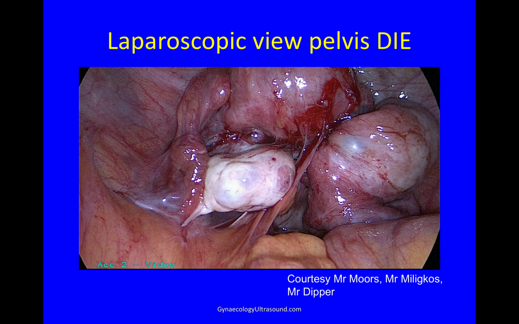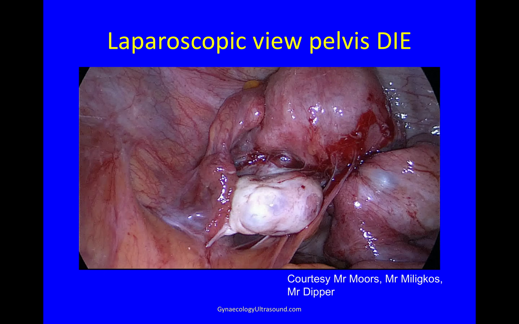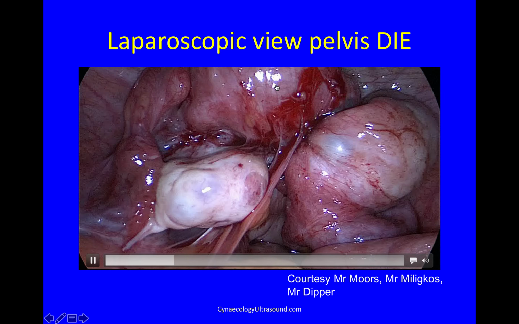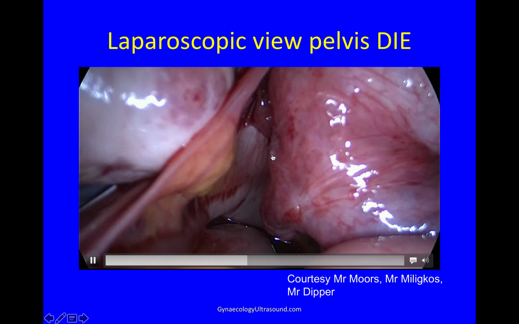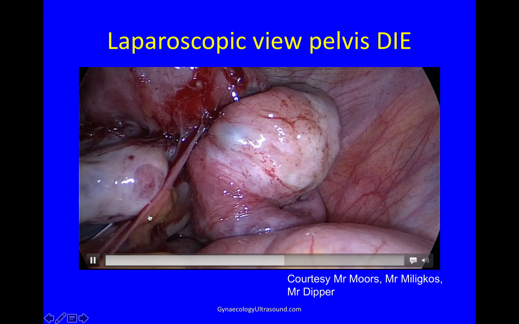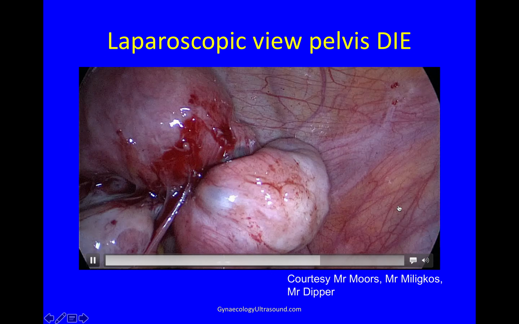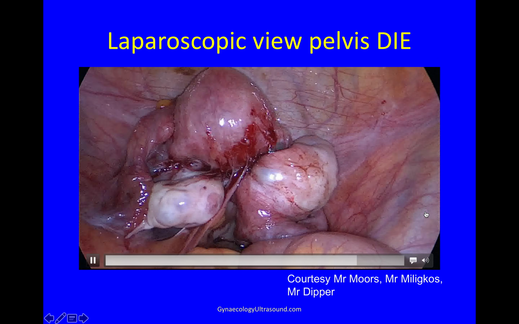And this is what a frozen pelvis looks like at laparoscopy. So again, we're looking at the back of the uterus. This is the right ovary, and here is the pouch of Douglas. There are adhesions here. You can see that everything has got glued together.